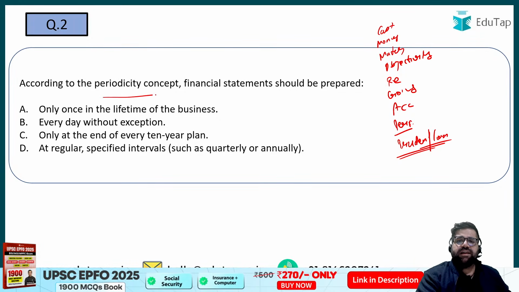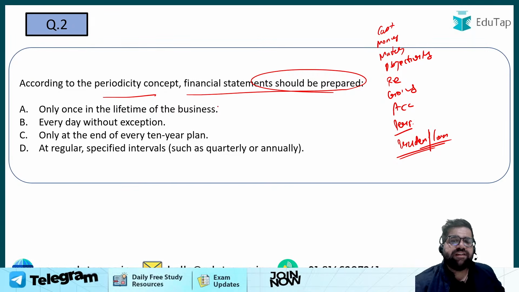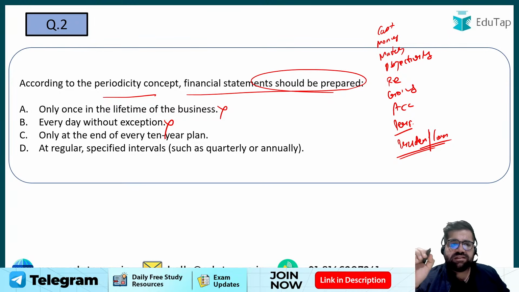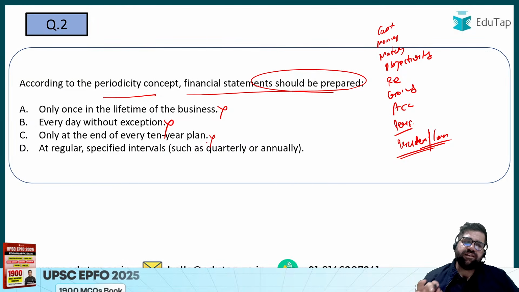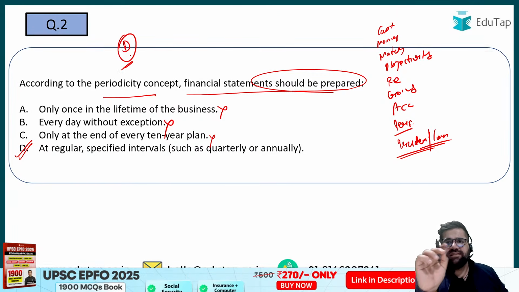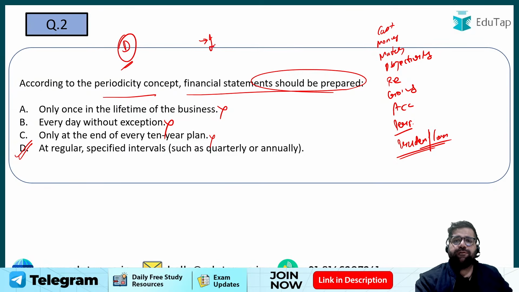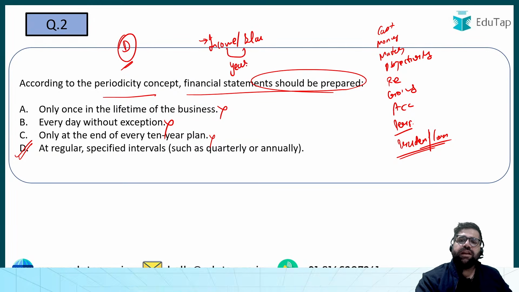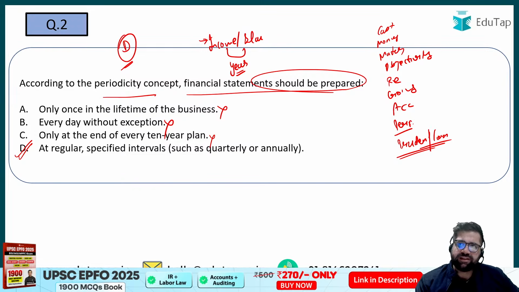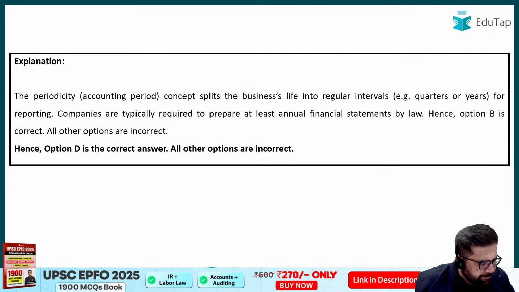According to the periodicity concept, the financial statements should be prepared when? Only once in the lifetime? No. Every day? No. Only at the end of every 10 or 5-year plan? No. At regular specified intervals? Yes. This is my correct answer, which is option number D. Right? Because as per the periodicity concept, financial statements should be made for a particular period. For example, if you are making an income statement or a balance sheet, it will be prepared for one particular year. This is what the periodicity concept says. By the way, I hope you know all these different accounting principles one by one.